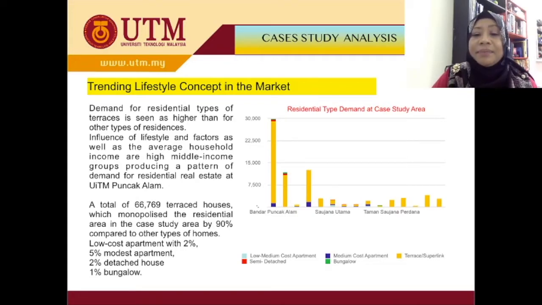Here, the terrace and the superlink are the most demanded market, with 66,769 terrace houses monopolizing the residential area. This is 90%, compared to the low-cost apartment with 2%, 5% for modest apartments, 2% for semi-D houses, and 1% for bungalows. That is influenced by lifestyle and the wealth of average household income and the higher middle income groups, producing the patterns of demand for residential real estate in the Puncak Alam area.